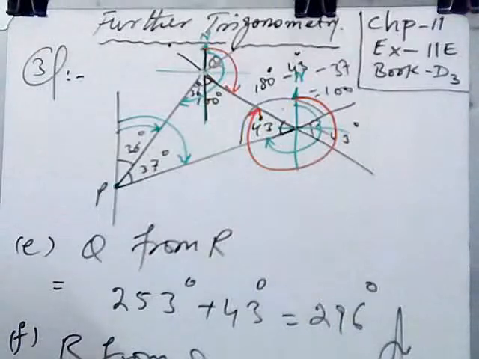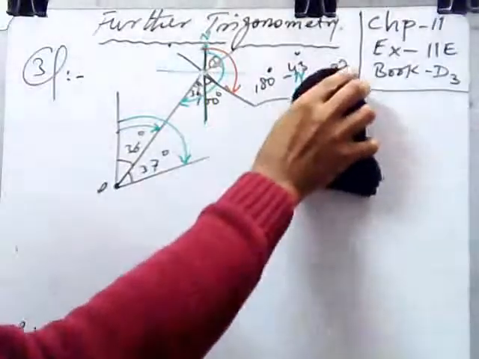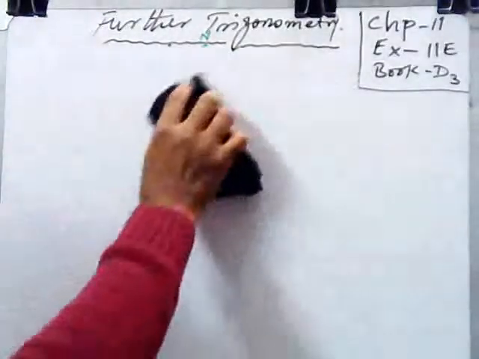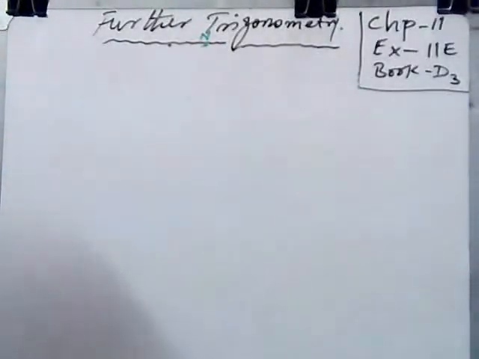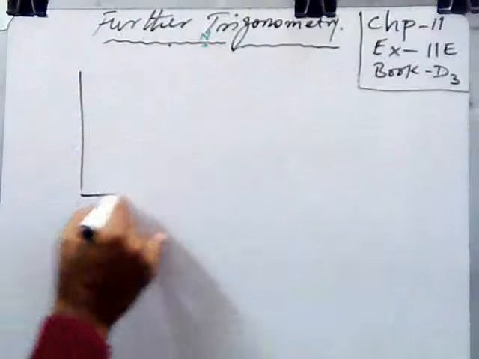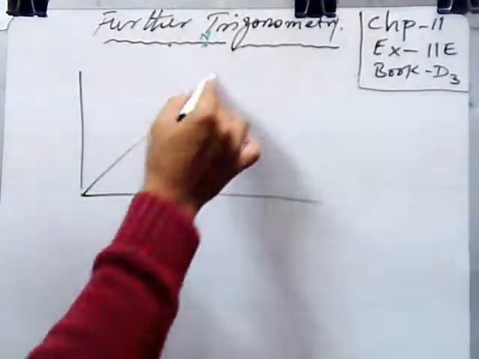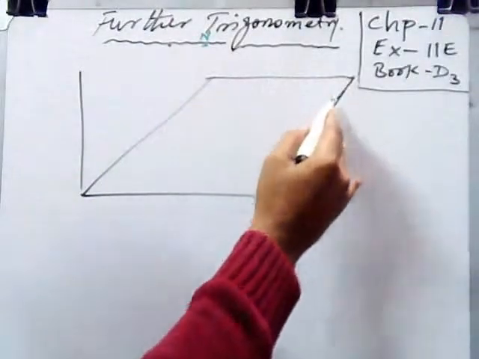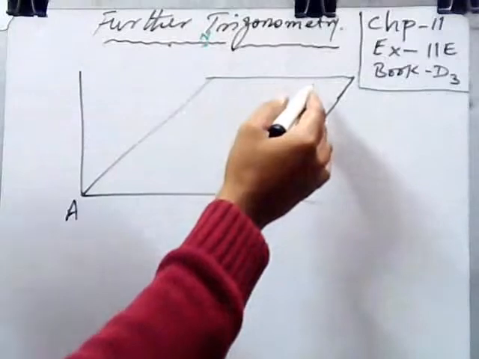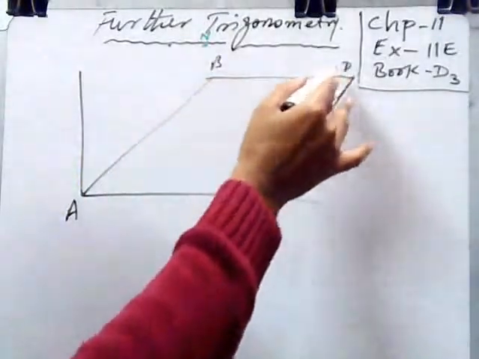So in question number 4, we have been asked to draw. ABCD are four corners of a rectangular plot. That is your rectangular plot we have to draw, and we see what type of calculation is needed here. For example, that is your reference point, and we have a rectangular plot like this, with A, B, C, D.